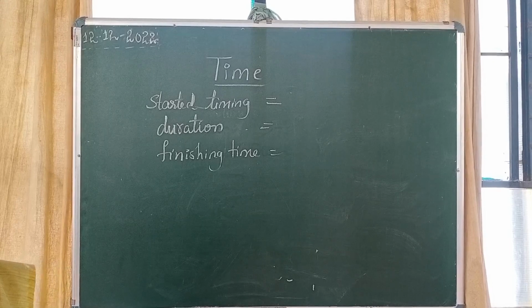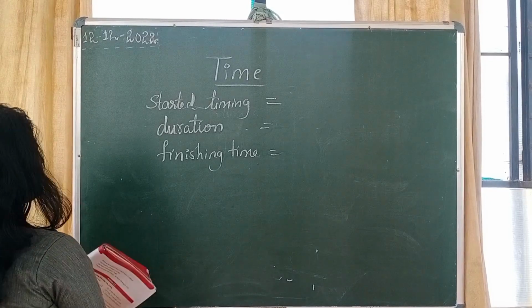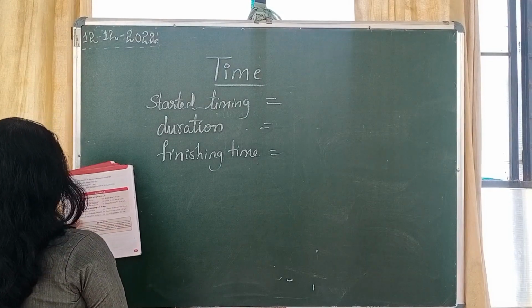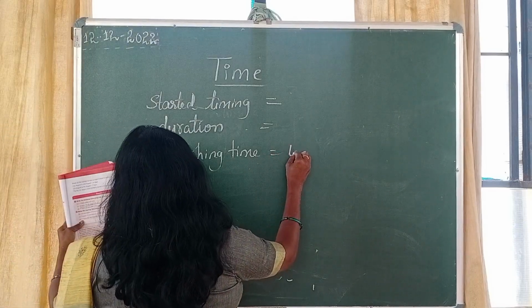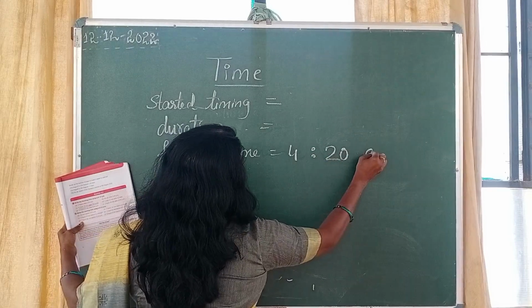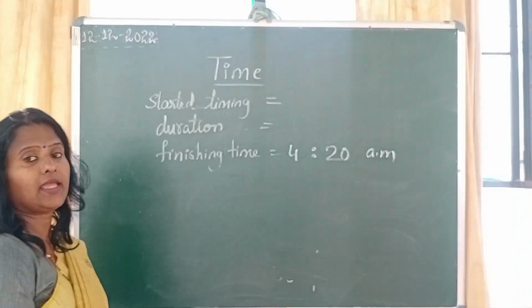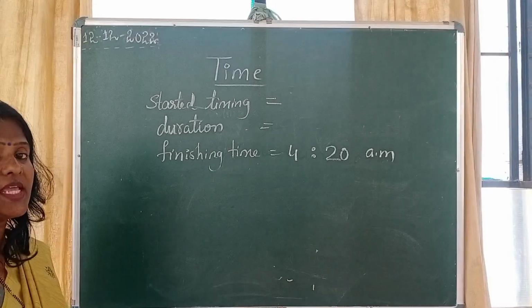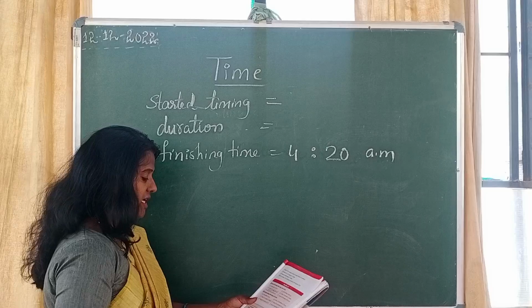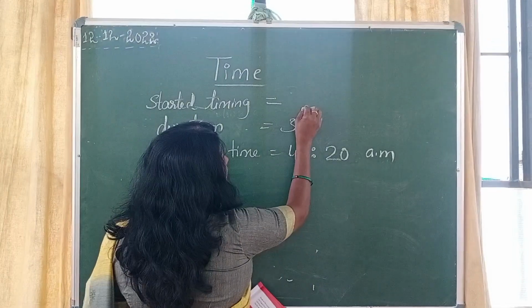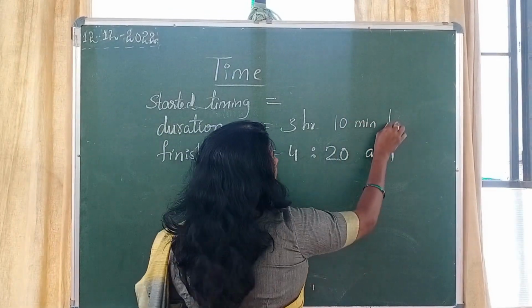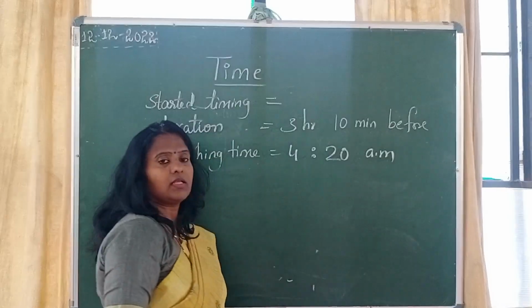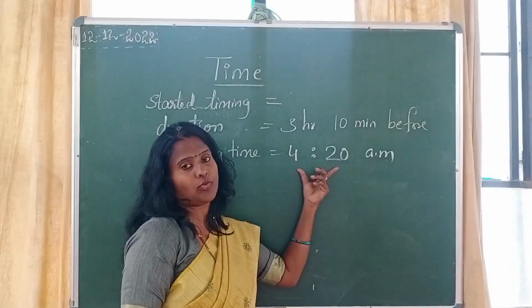Okay. Now see. 3 hours 10 minutes. Write the starting time that he finishes at, see, 4:20 a.m. See, they have given 4:20 a.m. What is the duration of time he has taken to complete that? He has taken 3 hours 10 minutes before he has started. See, he completed at 4:20 a.m.